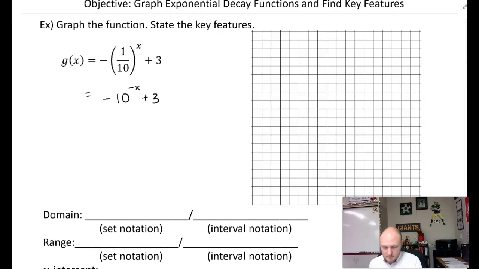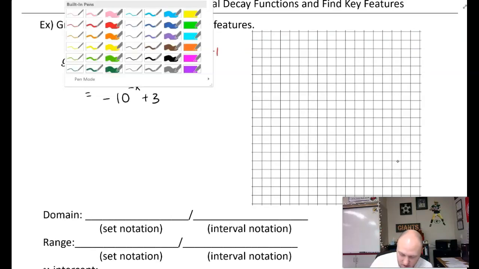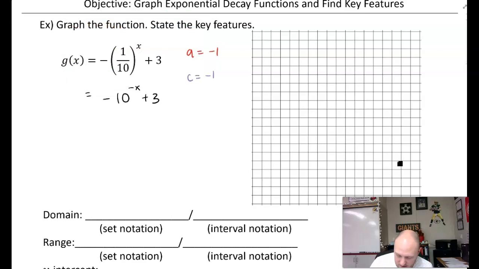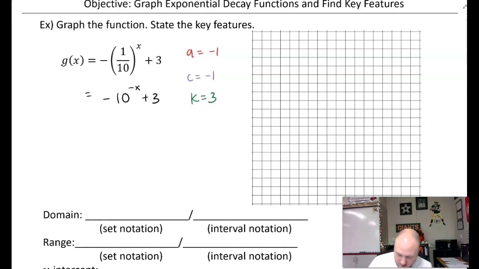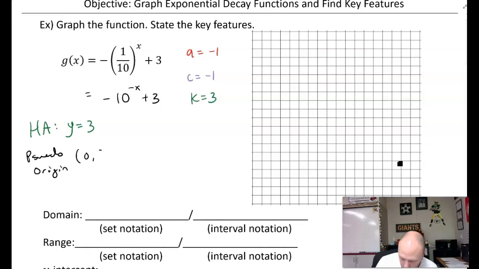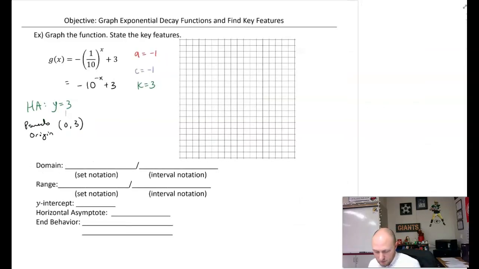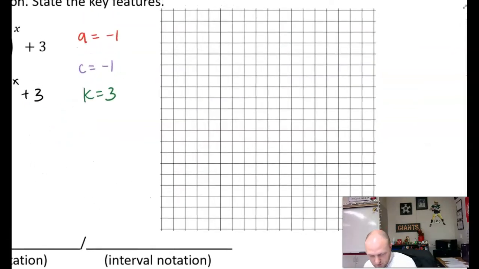And there's my function. Okay, we have an a value, which is -1. That'll cause vertical reflection. C value is -1. That'll cause horizontal reflection. And then we have a k value, which is 3. So there's our horizontal asymptote, y equals 3. Our pseudo origin, where we're going to graph everything from, is just going to be 0, 3. We're not shifting left or right at all. But we do have vertical and horizontal reflection.